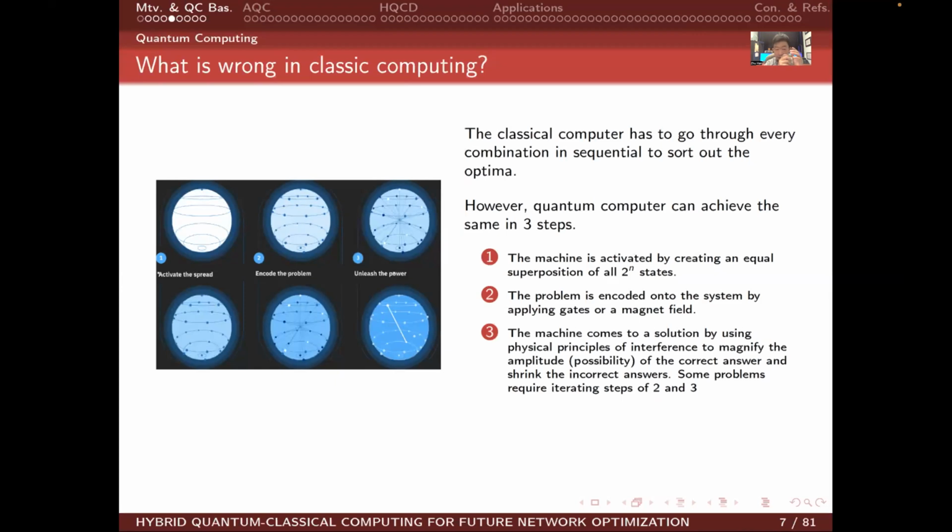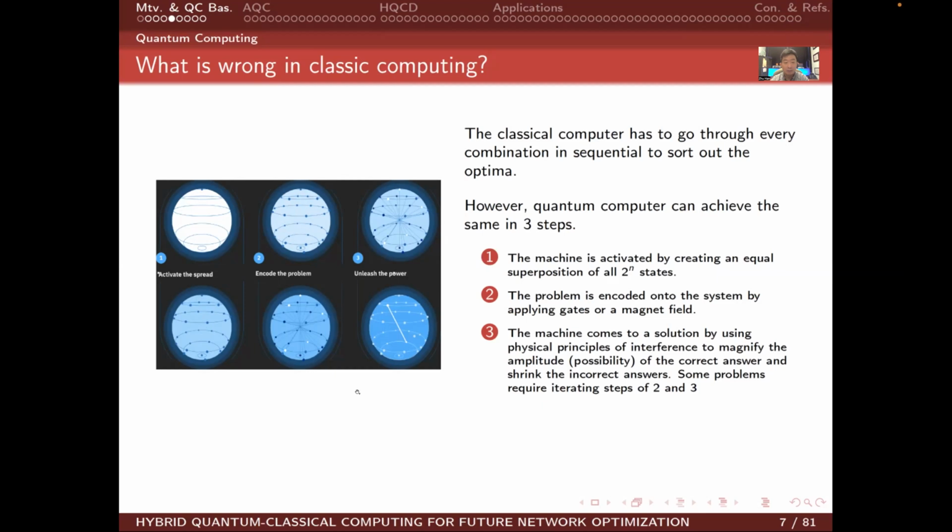Then the major problem is how to encode the optimization problem into the system by applying gates or the magnetic field, in the second part, the middle figure. In this case, we try to transform the constrained optimization, the mixed integer programming, or this kind of combinatorial problem into qubit states, so that some of the states have a much higher probability than the other states.